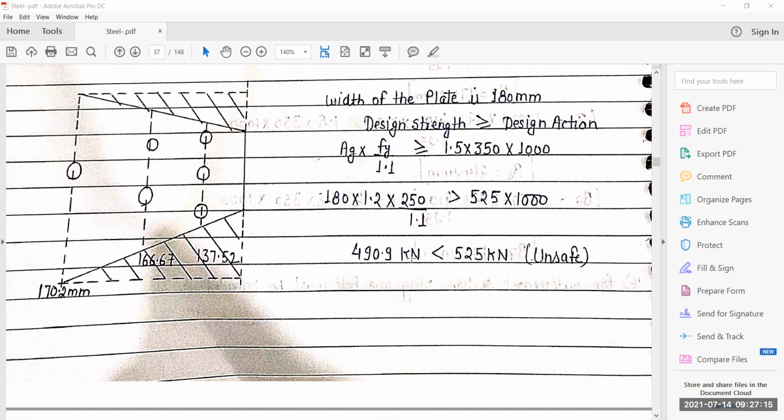Okay, you see the section. You have seen the section element of 5. You see the element 5.